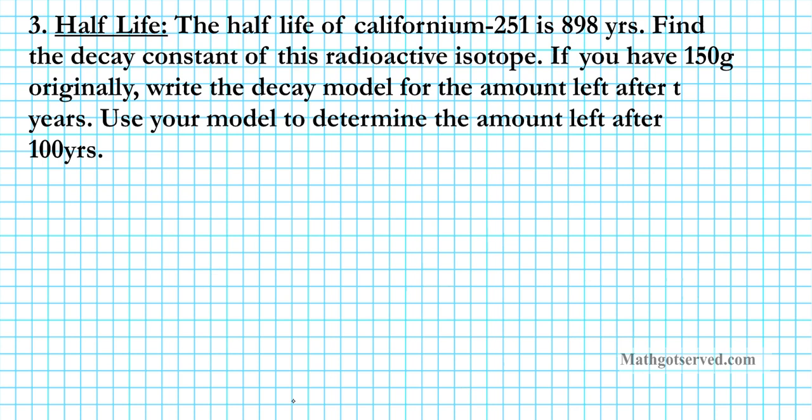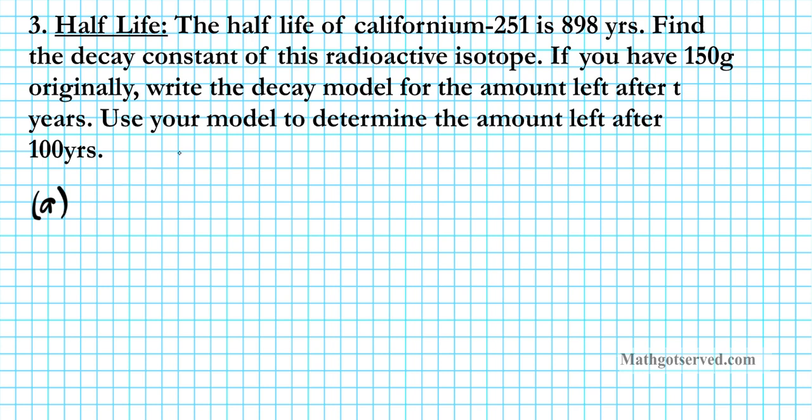All right, let's take a look at question number 3. It's a half-life calculation. It says the half-life of californium-251 is 898 years. First of all, find the decay constant of this radioactive isotope. And then after doing that, if you have 150 grams originally, write the decay model for the amount left after t years. And then for the C part, use your model to determine the amount left after 100 years. So part 1, we want to find what the decay constant is.